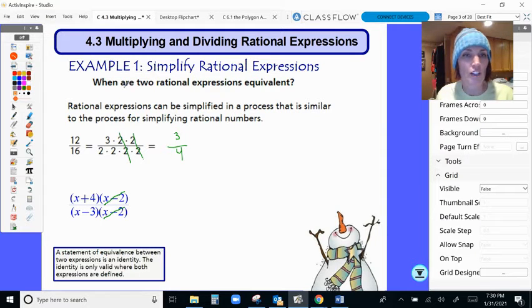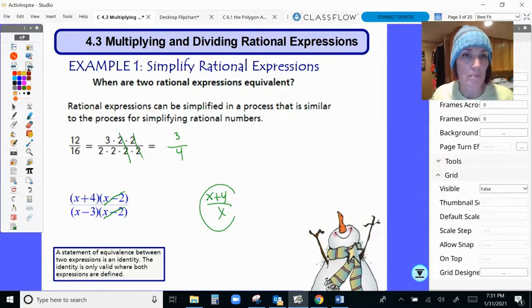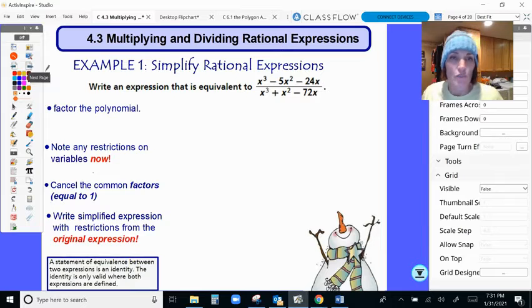It's very important to understand what you can cancel and what you cannot. I cannot take x plus 4 over x and cancel those x's because x and 4 are not factors. Those are sums. So this would be simplified already because I can't cancel those x's. They are not factors. So please watch out for that and be aware.